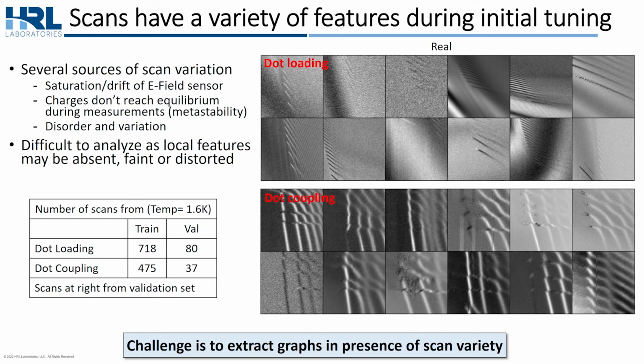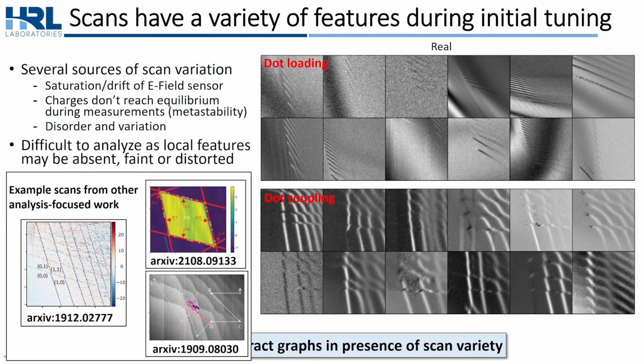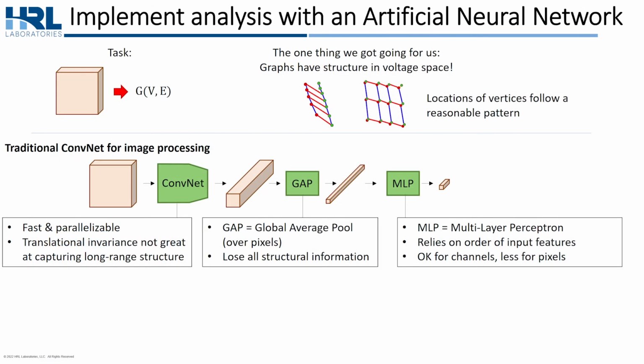So we've established two training sets, or two data sets. For dot loading, it's about 800 scans, and for dot coupling, about 500. And what we're trying to do is extract graphs from all of these scans. I do want to point out that our scan variety is probably comparable to other work out there in the field, as shown in the lower left here. Okay, so our task is to take a scan and convert it to a graph. And we're going to choose to do this with an artificial neural network.